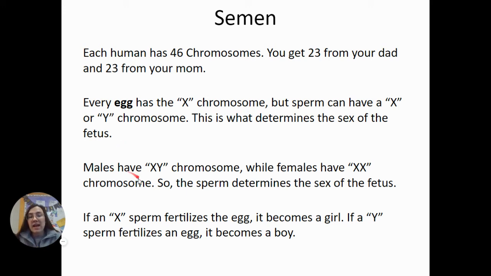Males have what we call an XY. Males get one of each letter, and that's how you become a boy: you have the XY chromosomes. Now, females have two X's, so they have an XX chromosome. Whatever sperm fertilizes the egg determines the sex. All eggs are X. So if a sperm is a Y, it becomes a boy. If a sperm is an X, it becomes a girl.